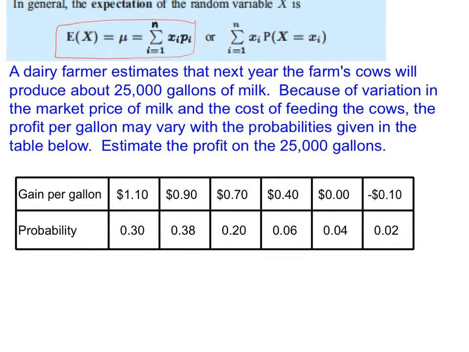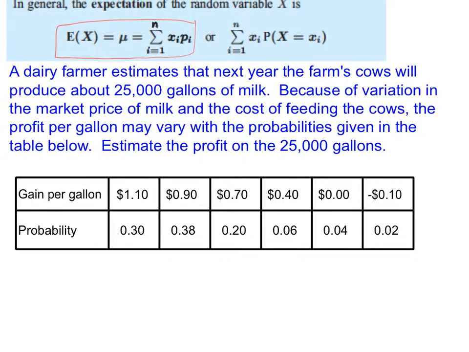And then you have these down here. 4% of the time, he's just breaking even. Okay? He's not making anything. And in fact, 2% of the time, he's actually losing money. Okay? He's losing 10 cents for every gallon he produces. All right? So, that's the situation.